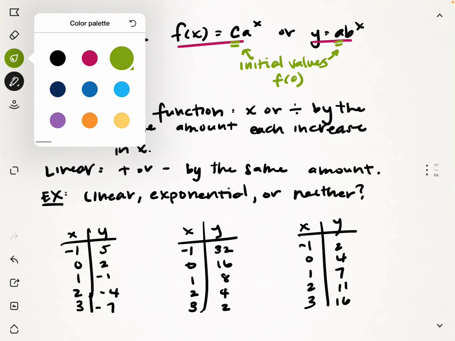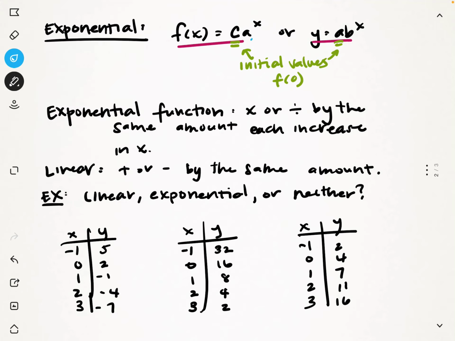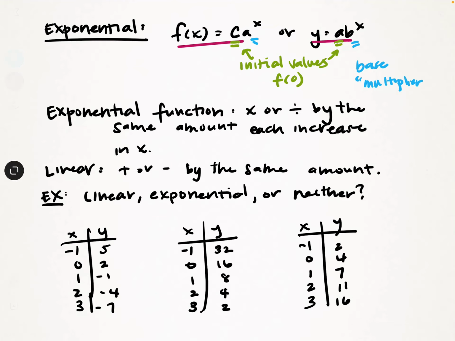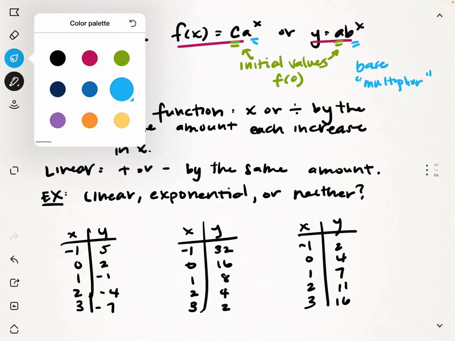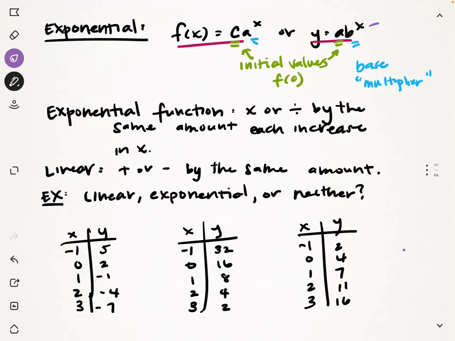Okay, then we also have the base. The base would be the a or the b. So those blue ones are the base. Another way to think about that is the multiplier. Every time we increase our x by 1 unit, that's how much we're multiplying the value by. And then lastly, the x is our exponent. That's pretty self-explanatory, right? We know what exponents are and what they mean to do.